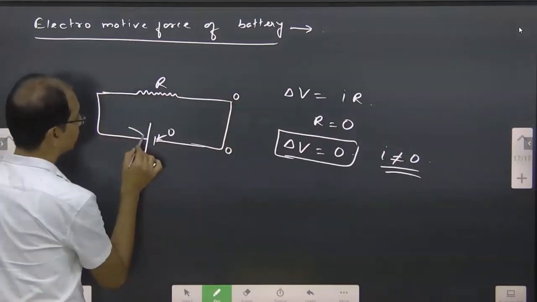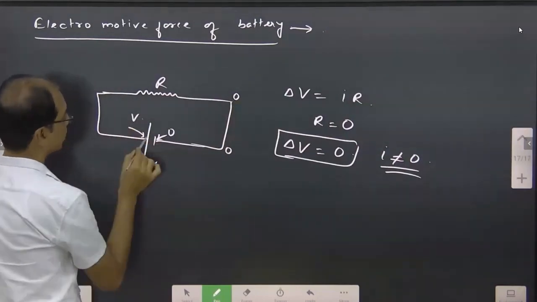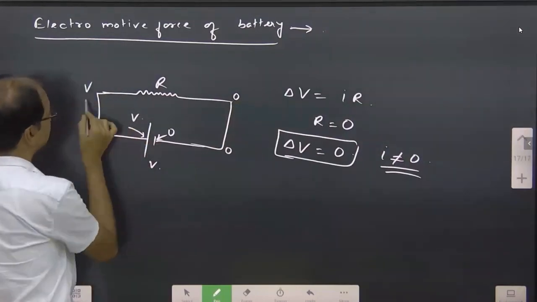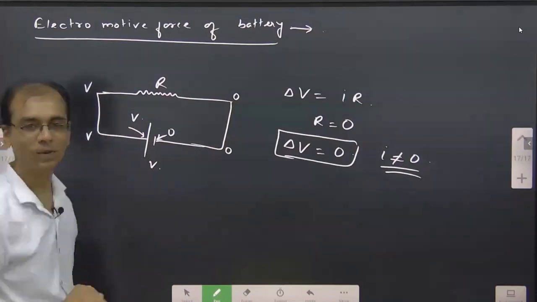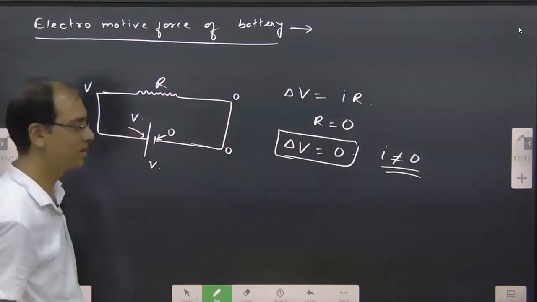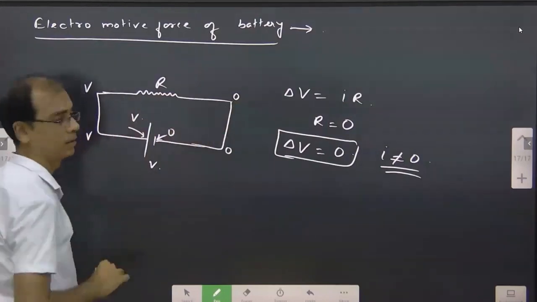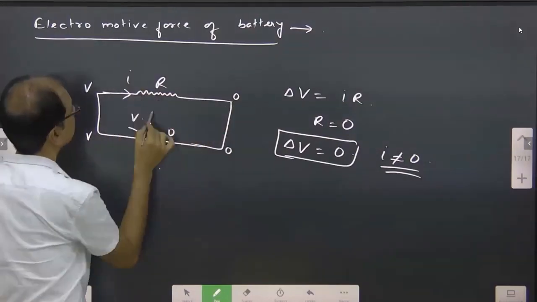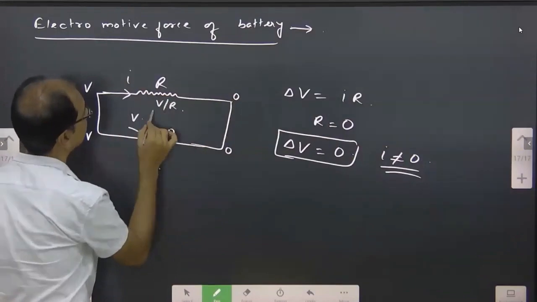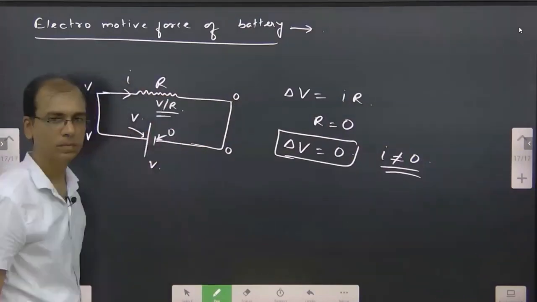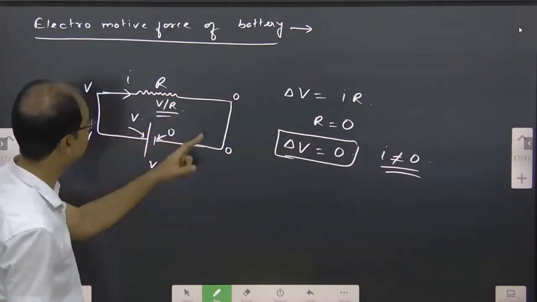Here is what potential? Here potential is V. So here is also V, here is also V. The same case here also. Potential difference is zero. It is because resistance is zero, right? So potential difference across resistance is what? V. So current is what? Current is V by R, because current is potential difference by resistance. Current is moving like this.